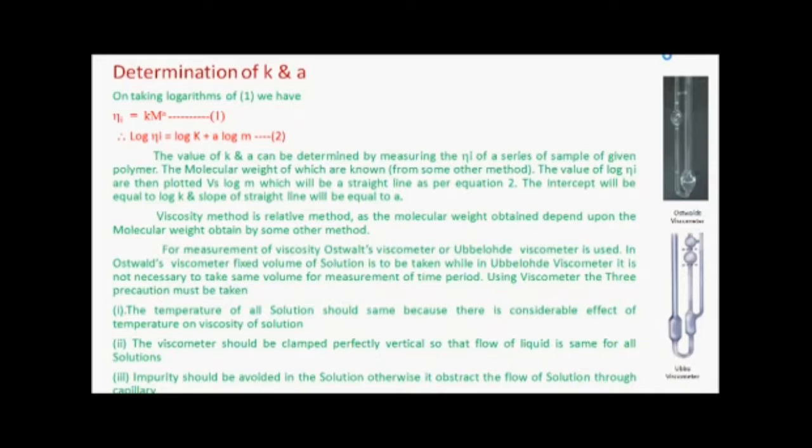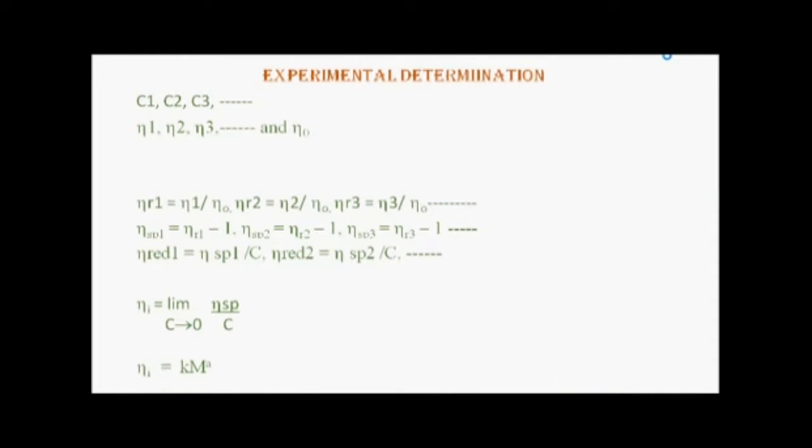Now, how to determine viscosity average molecular weight experimentally? First of all, prepare solutions of different concentrations, say C1, C2, C3, etc. Then calculate viscosity for these concentrations, say eta 1, eta 2, eta 3, and so on, and also for solvent. Then take the ratio of viscosity of solution to the viscosity of solvent. That means if we take 5 concentrations, then the values of eta r will be eta r1, eta r2, eta r3, eta r4, and eta r5.